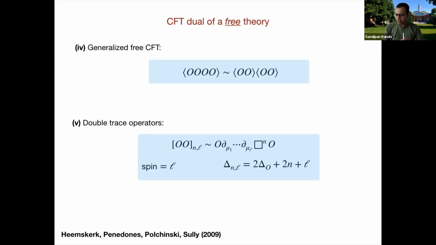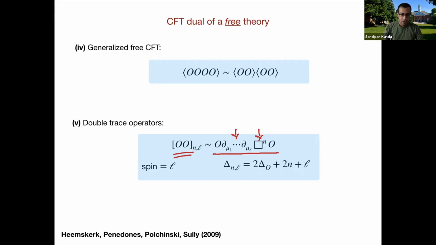And even though we started with a single scalar primary operator O in this dual CFT, just from crossing alone we know that there have to be other composite primary operators in the theory. So composite operators like this, where you have the scalar primary operator O, but there are many derivatives. There are n boxes and there are L uncontracted derivatives. These are the double trace operators, which are generally written in this notation with subscripts n and L.